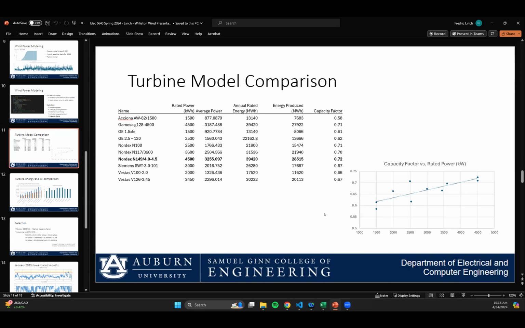Here down on the right, this just shows a graph of capacity factor versus rated power. The general trend was that the larger or the higher rated power a turbine had, the higher its capacity factor was, at least in this area. And that can be due to it generally just being a larger and more robust turbine that had a higher cutout speed, so was able to operate in the higher wind speeds for more of the year.